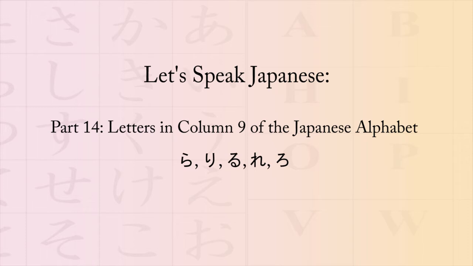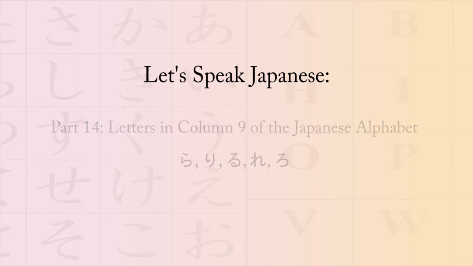So in this video, I want to go in detail over the ways of pronouncing all 3 different types of sounds: the R's, the L's, and the ra, ri, ru, re, ro sound from column 9. I want to be able to differentiate between the 3 sounds so that you'll eventually understand the difference and be able to pronounce the letters in column 9 properly.